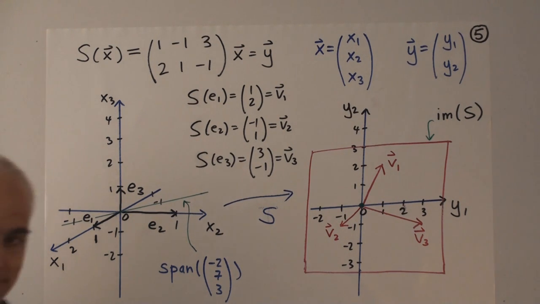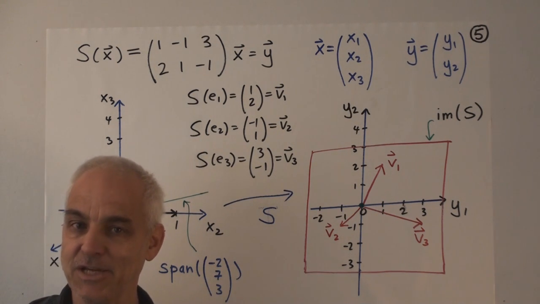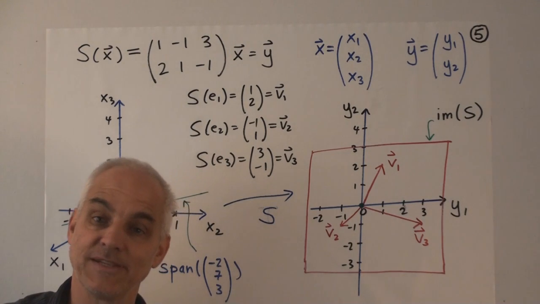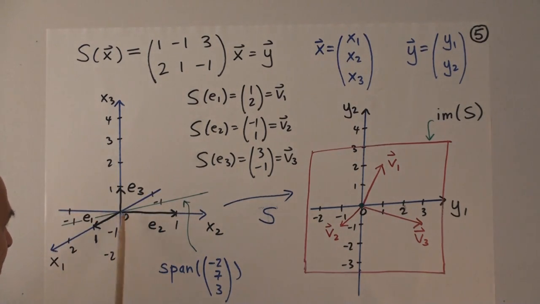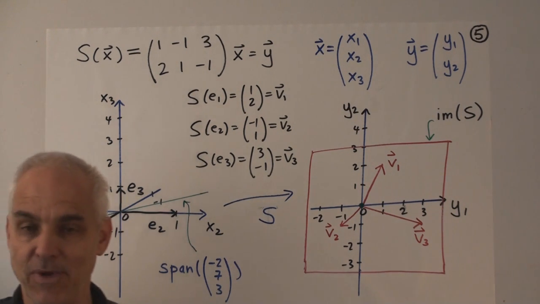So how are we going to analyze this? The simplest thing to do is to ask what happens to the simplest vectors, which are the standard basis vectors. The vector e1, which is 1 unit in the x1 direction, e2, 1 unit in the x2 direction, and e3, 1 unit in the x3 direction.